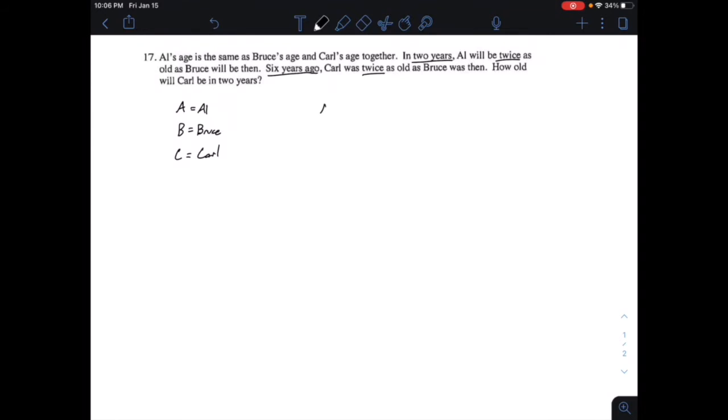First, we get A equals B plus C. We also know that in 2 years, we'll have A plus 2, which will be twice the age Bruce will be in also 2 years. And then we have C 6 years ago being twice Bruce's age 6 years ago. Alright, now we have our three equations.